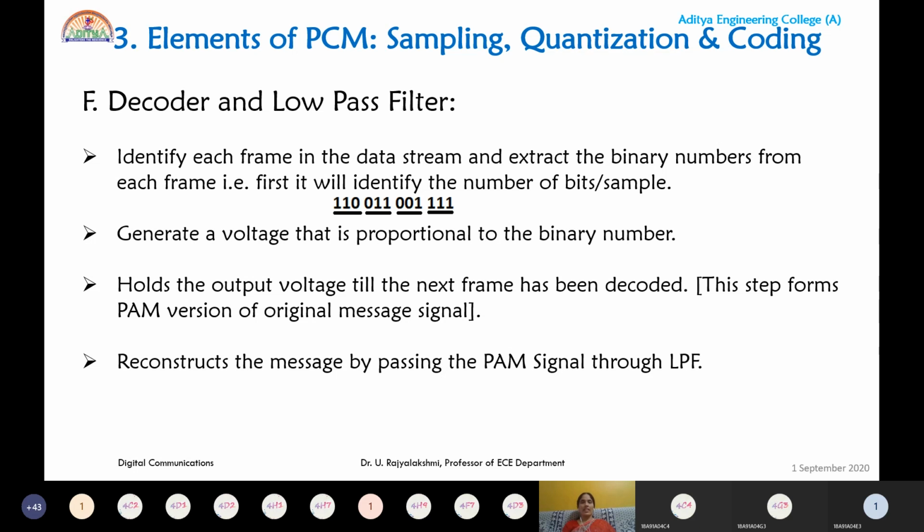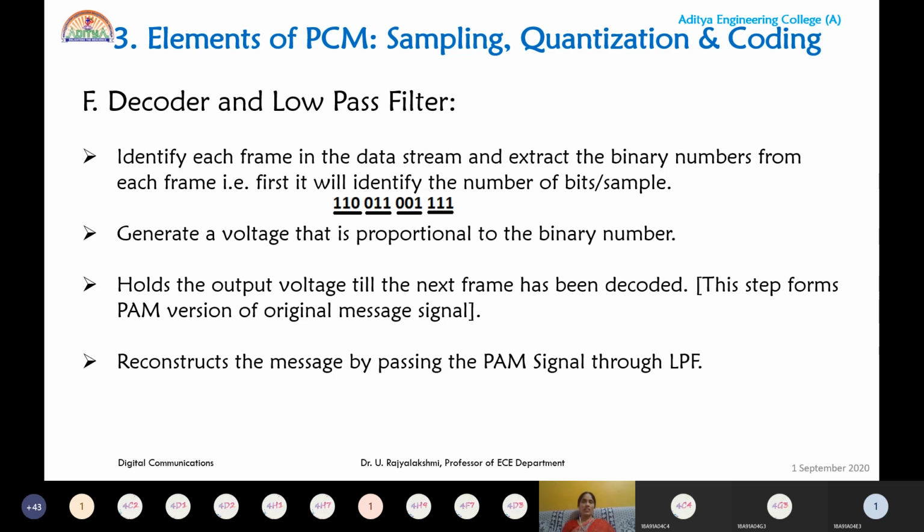Okay, now what is the next step? Finally, that analog voltage will be kept in hold till the next frame is decoded. So this process is generally called decoding. Decoding first divides the entire PCM signal into frames. Each frame consists of n number of bits, and then each frame value is converted into a voltage that is proportional to the particular frame value. And then the same value will be kept in hold till the next frame arrives.